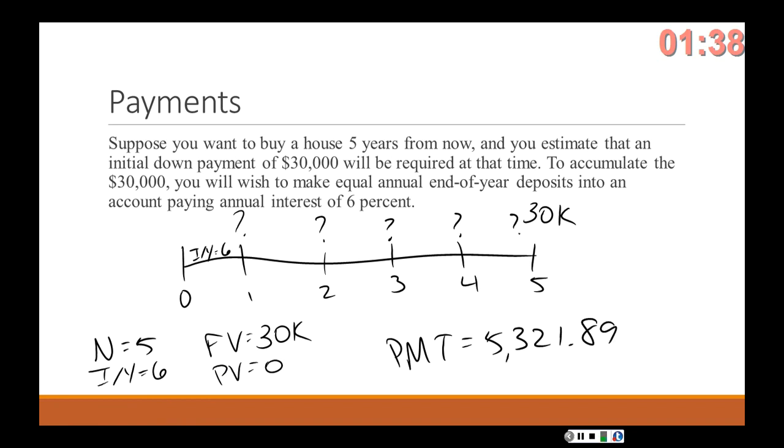So how did I know that we were solving for payment here? Remember, we use the payment button whenever it's equal recurring cash flows. So these cash flows occur at equal points in time over a specific period of time, and the cash flows are going to be equal. We want to make equal annual end of year deposits. So I know that we want to solve for payment.